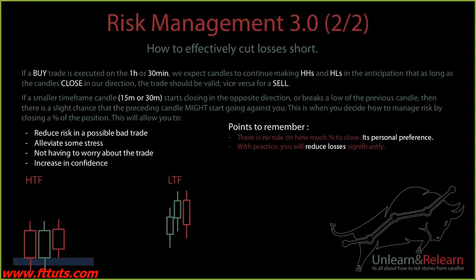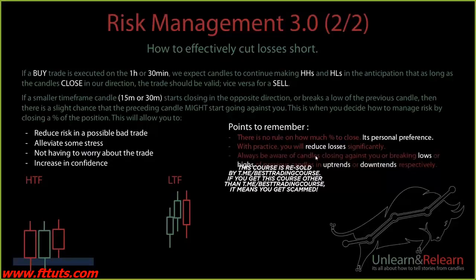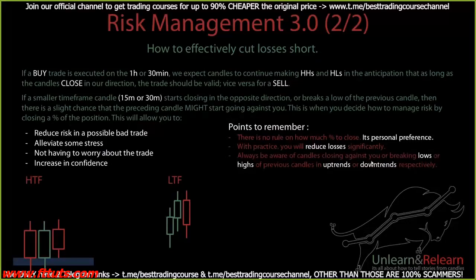just look to see, okay, how can you reduce the loss, or how can you maybe alleviate some stress? Because drawdown is stressful, man. When you're a new trader and you have a $1,000 account and you're in a $15 drawdown, it's stressful. So you want to take off some percentage, 50%, 75%. This is really important. Trading is all about how to conserve losses. Trading is not about buying and selling. Trading is about how can you reduce your risk. Risk mitigation is really important in trading. That's one of the main cornerstones of trading. Always be aware of candles closing against you or breaking the lows or highs of previous candles in uptrends or downtrends. Right?